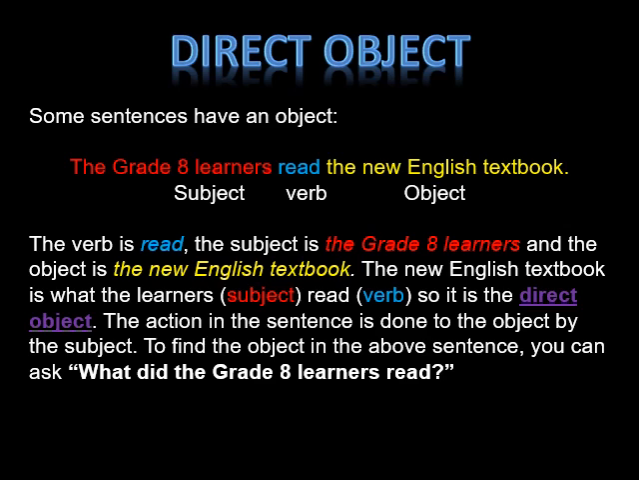So there's the explanation for you. The verb is read. The subject is the grade 8 learners. The object is the new English textbook. And then the new English textbook is what the learners, the subject, read. So it is the direct object. The action in the sentence is done to the object by the subject, right? So the grade 8 learners read the new book. To find the object in this sentence, you could also say, what did the grade 8 learners read? Remember, I said the grade 8 learners read what, but it boils down to the same thing.